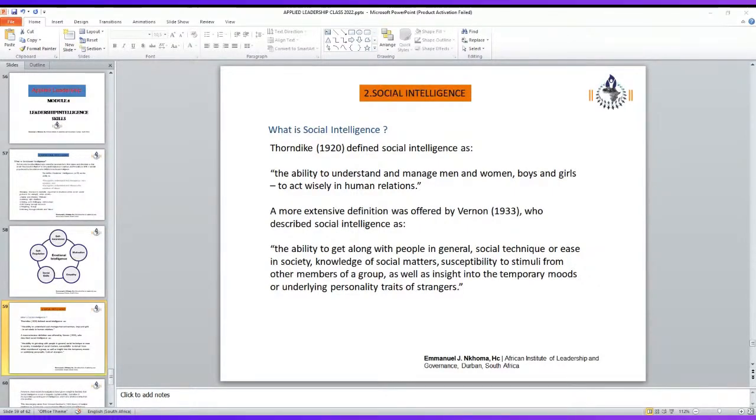But what is important is how to act wisely in human relations. So social intelligence in a company is very important. In an organization it is very important. In a community and in a country, it's very important. I can give you many examples.